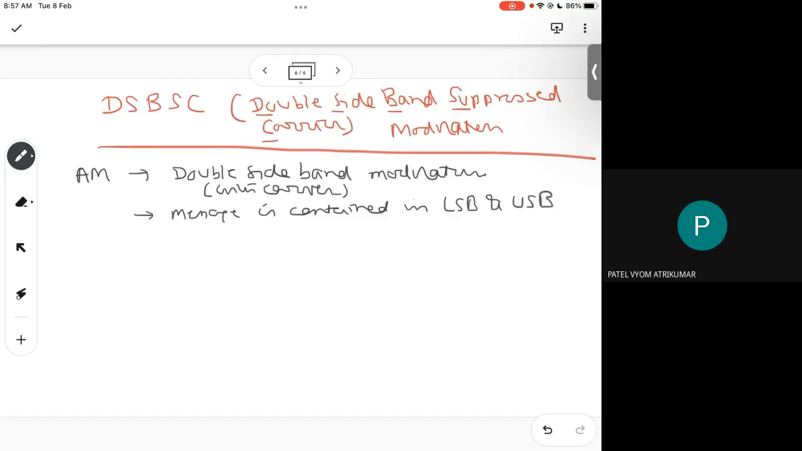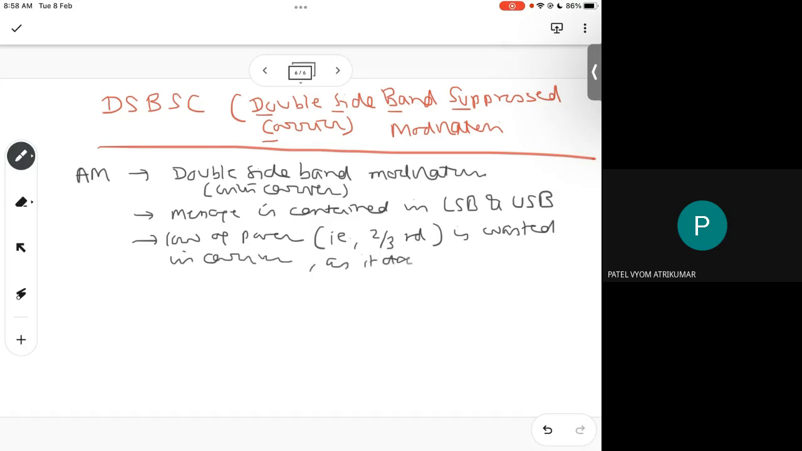So what we can do is suppress the carrier, because a lot of power is wasted in the carrier. We have seen that 2/3 of the power is wasted in the carrier, because the carrier doesn't carry information. So if a lot of power is wasted, what can we do? I can't make the carrier zero, because the carrier is required, but it is taking a lot of power.